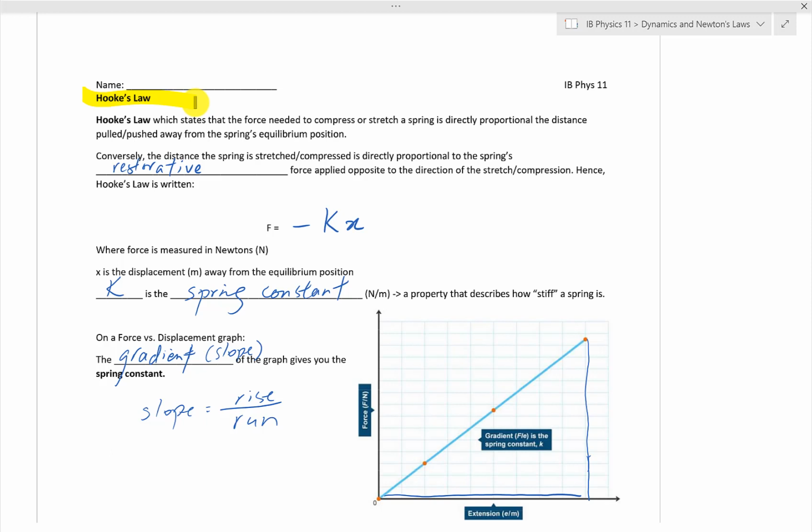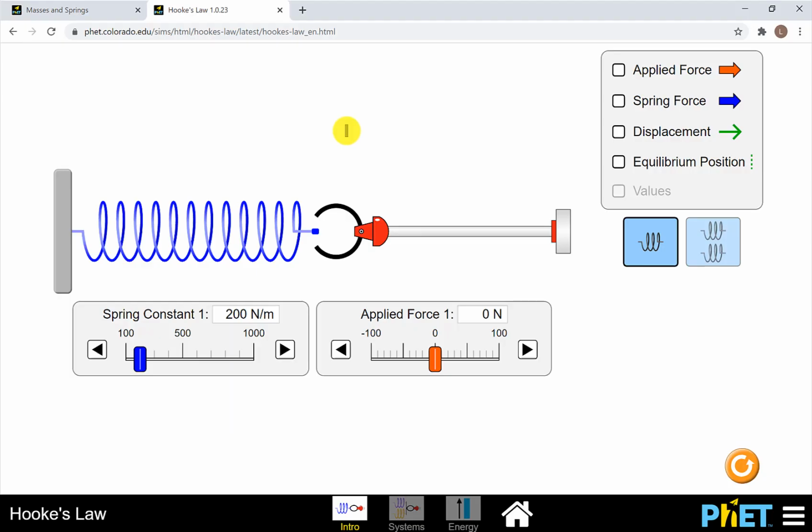So let's get started. Hooke's law states that a force needed to compress or stretch a spring is directly proportional to the distance pulled or pushed away from the spring's equilibrium position. So what does that all mean? So what I'm going to do is take a simulation to help us understand this.